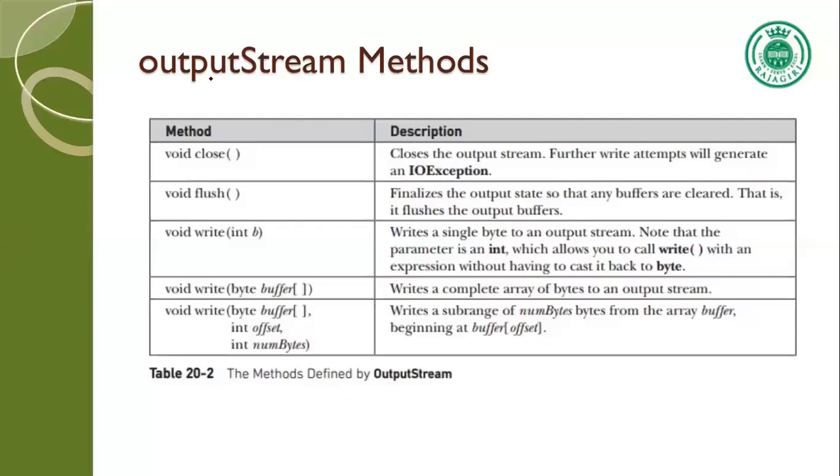Now you have the output stream methods. Close, to close the output stream. And then you have something called flush. Flush means the buffers which you have been using till now, you clear them. You call it flushing the output buffers. Then you have write.